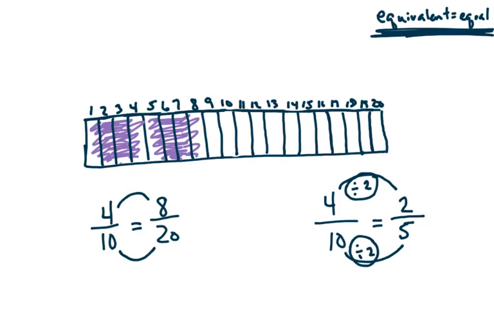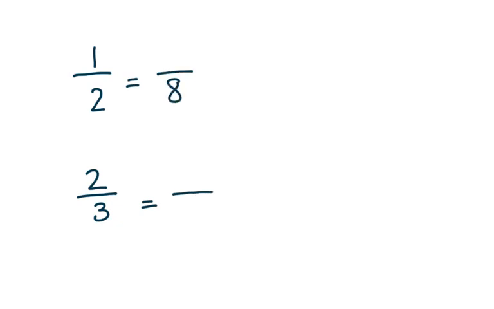Well, let's see. How do I get from 4 to 8? Oh, 4 times 2 is 8. And how do I get from 10 to 20? Oh, 10 times 2 will give me 20. Again, whatever I do to the top, I must do to the bottom in order to keep things equivalent. Now, this will help us when you're given a problem and you're asked to find a missing piece.